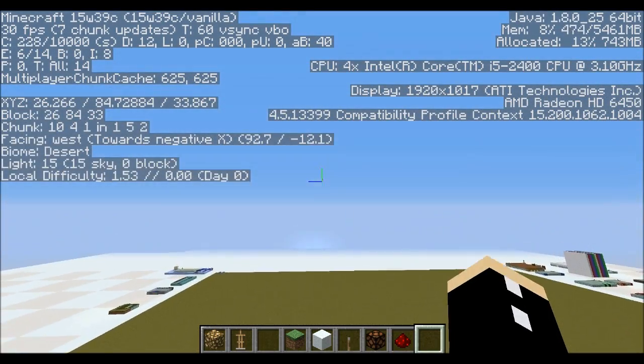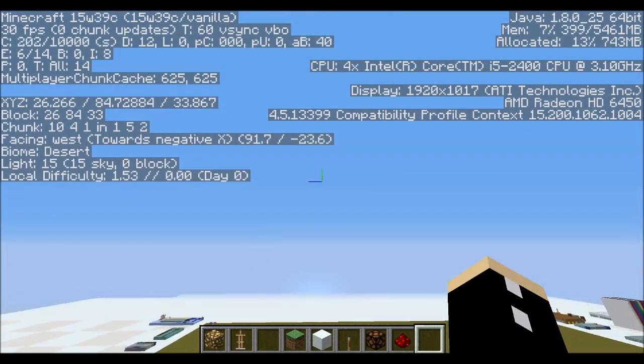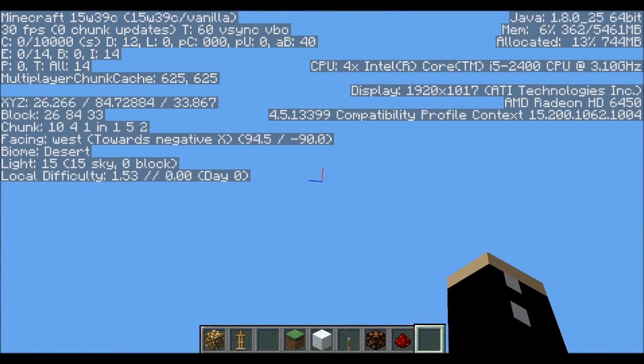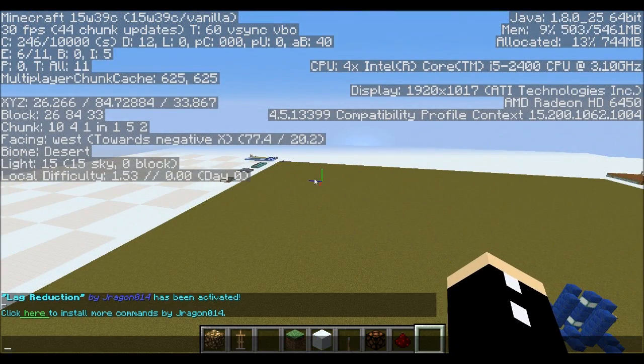If I look up and if I look down, you will see this second number changes. So if I look right up, then it goes up to -90. If I look right down, it goes to 90. And then if I look side to side, then this number here changes. Then we have the biome that we're in. This changes depending on what biome you're in.